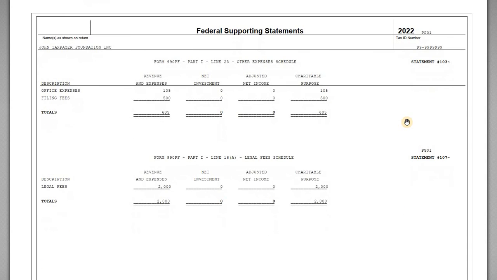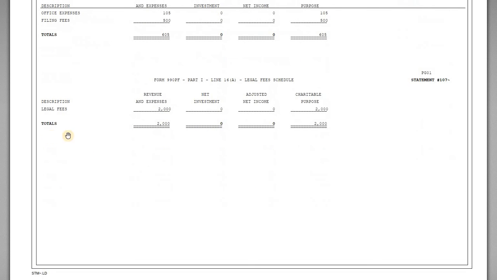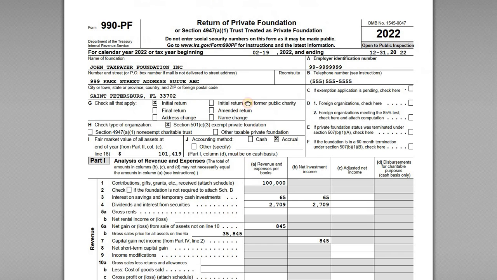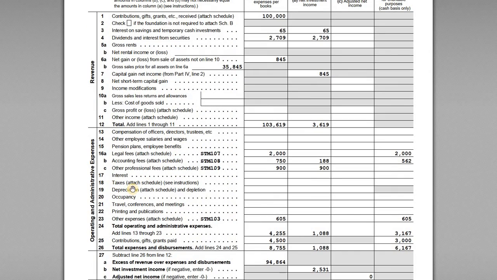And then in the additional supporting statement, this reconciles back to Part 1. So our office expenses and filing fees, that was the revenue and expense per books. The allocation in net investment income was 0, and so we allocated it all to charitable purposes. And then the same for the legal fees. So these are just additional statements that provide more information on what we're seeing on these line items.